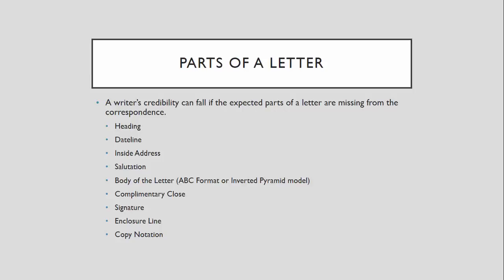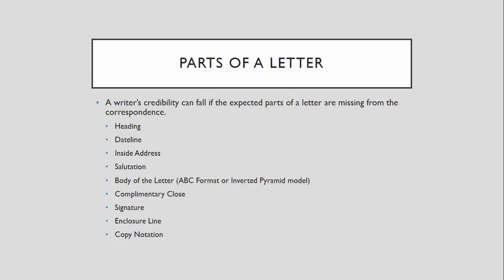Now the last two things we have are the enclosure line and the copy notation. Okay, so with the enclosure line, if you are enclosing something else with that letter, you can note it there. So for example, let's say when we're writing the jobs packet and you are writing your cover letter, you may put ENC colon for enclosure resume.